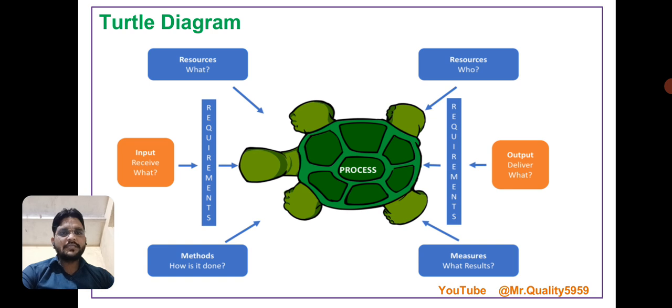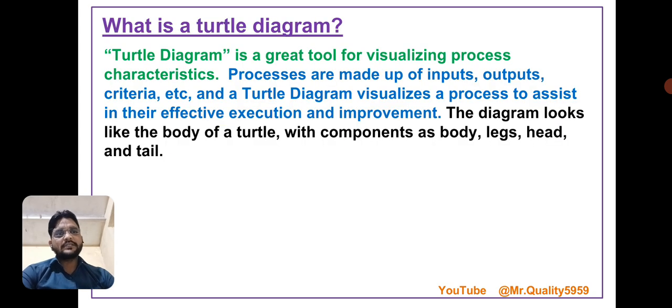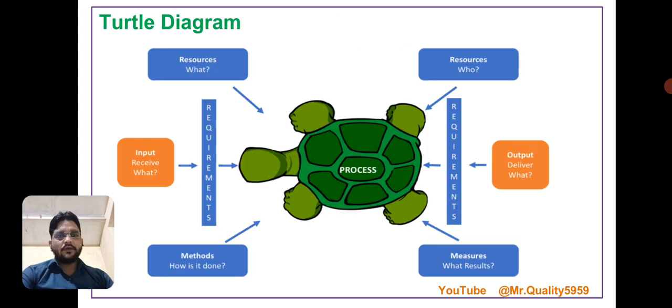Next, this is the structure of the turtle diagram. In structure, the diagram looks like the body of a turtle with components as body, legs, head and tail. Now, input means what resources we are using, and output is the delivery, meaning what is produced by using that input. After the activity, input is converted into output, that is delivery.